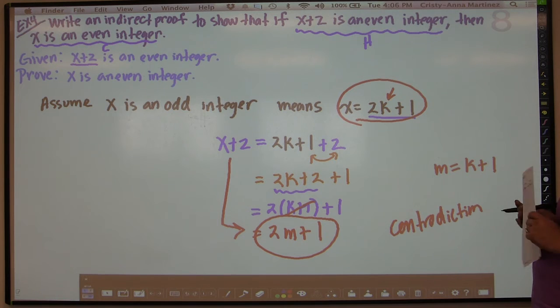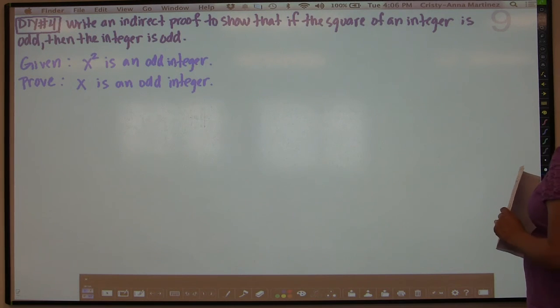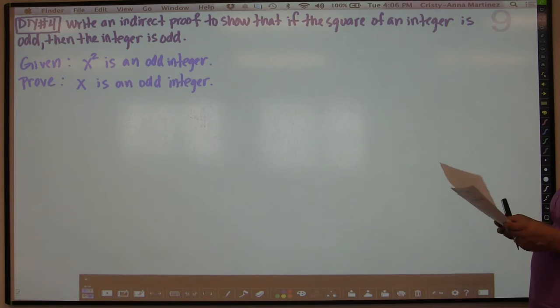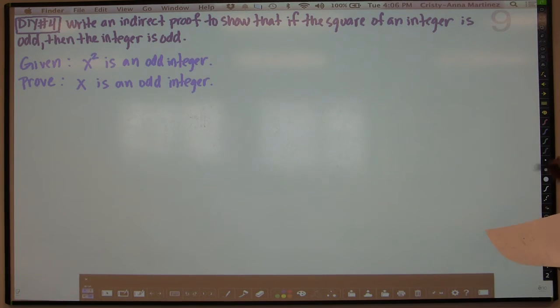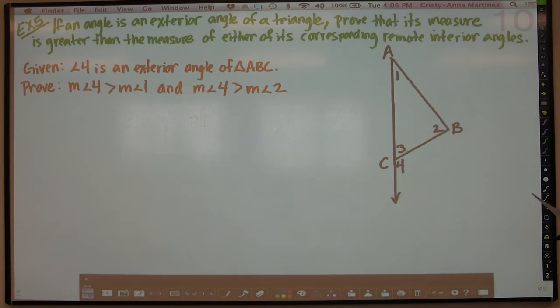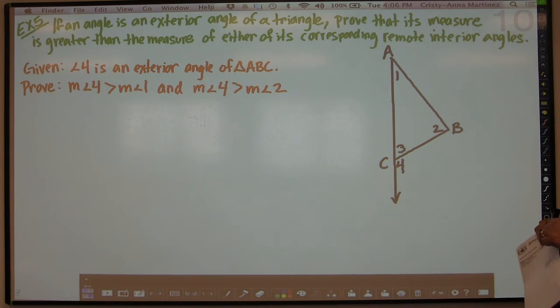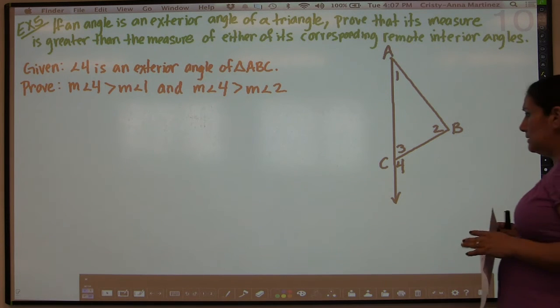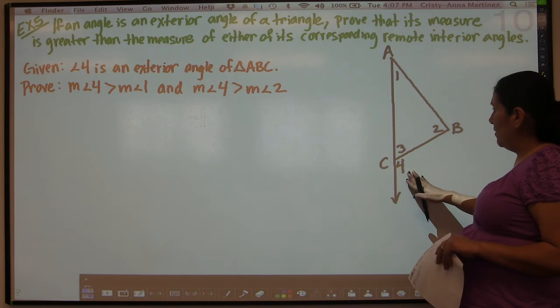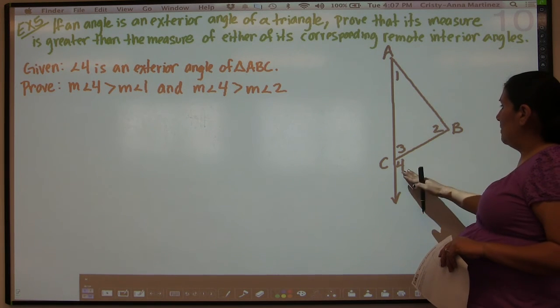So now you can try this example on your own, and I will move on to the last example, which is this guy right here. This is not going to be too complicated, but it does require us to have two cases. This is basically the triangle exterior angle theorem. It says, if an angle is an exterior angle of a triangle, prove that its measure is greater than the measure of either of its corresponding remote interior angles. We've already had this theorem in the past. So angle 4 is supposed to be bigger than angle 1, and it's supposed to be bigger than angle 2.